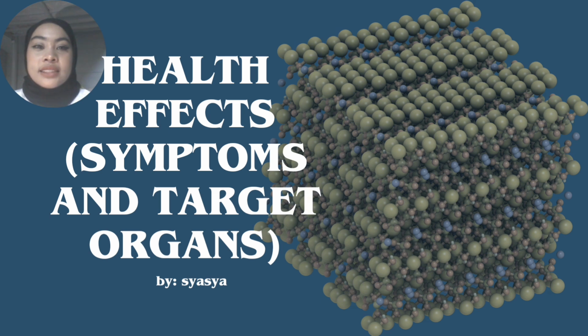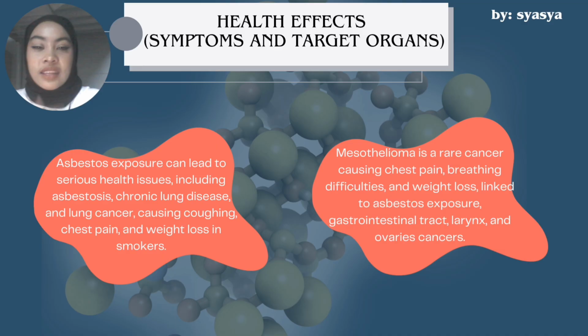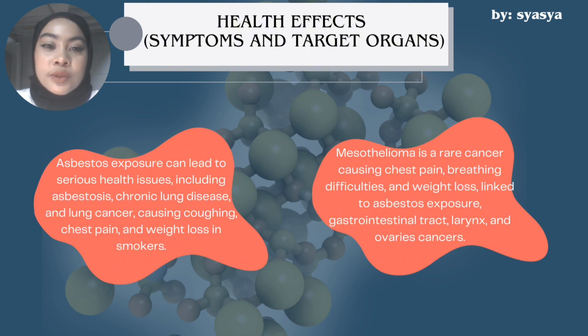So next, we have effect, symptom and target organs. So, first, asbestos exposure can lead to serious health issues, including asbestosis, chronic lung disease, and lung cancer, causing chest pain and weight loss in smokers.